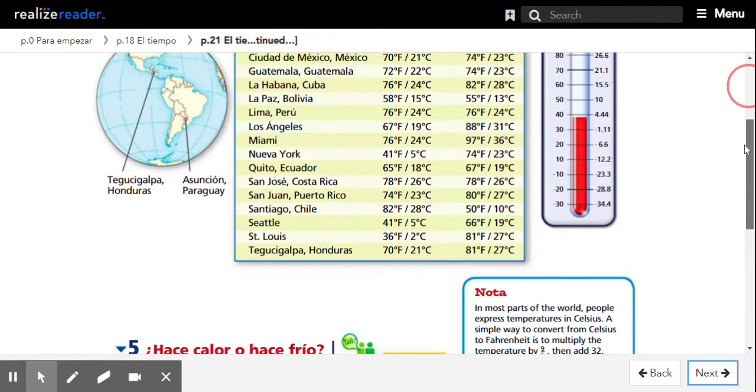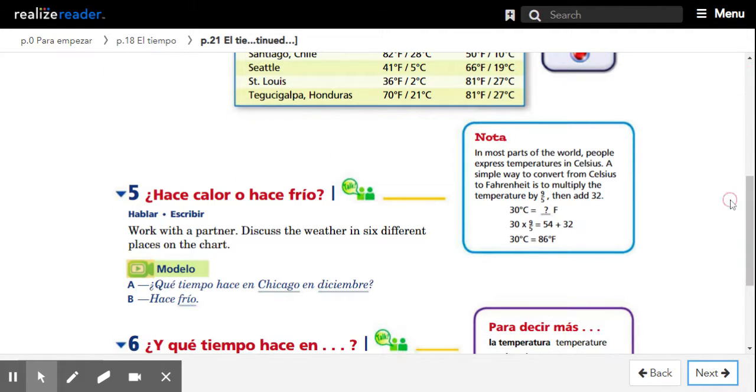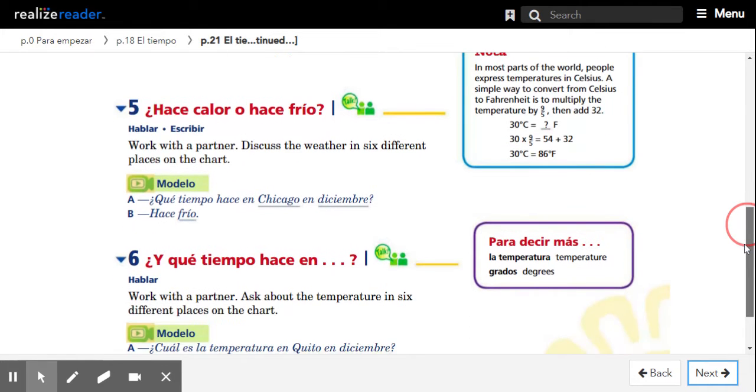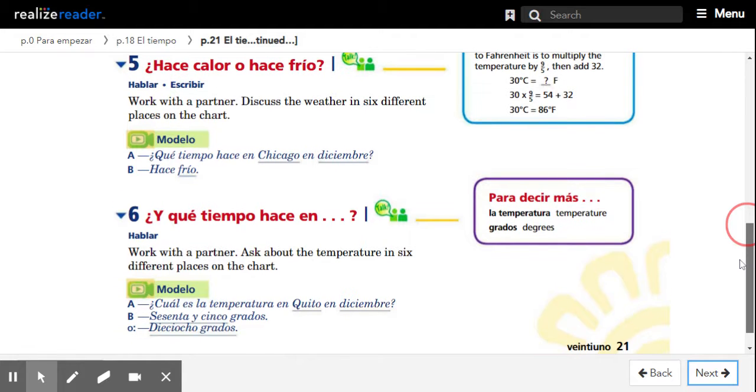Another important note, in most parts of the world, people express temperatures in Celsius. Here in the United States, we use Fahrenheit. A simple way to convert from Celsius to Fahrenheit is to multiply the temperature by 9/5 and then add 32. There's the mathematical formula. In today's world, I understand we have iPhones and you just speak into your iPhone and say, convert 30 degrees Celsius to Fahrenheit. But it's important to know the mathematics behind the equation and how the calculations are actually done, other than just having the machine do it for you.